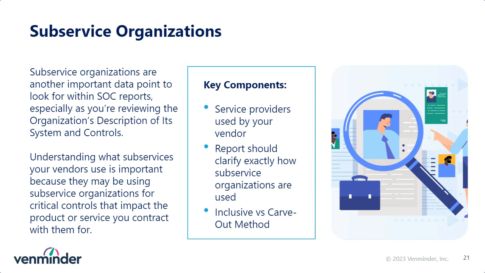So some key components are service providers that are used by your vendors. The report should clarify exactly how subservice organizations are used, and they're usually in either an inclusive or carve-out method, with carve-out being the one you predominantly see. That basically means that the controls they cover are not included in that SOC report. The inclusive method is rare, but it means the audit firm is also testing those controls at the subservice location. So you do see that sometimes, but for the majority of reports, you're seeing a carve-out method.